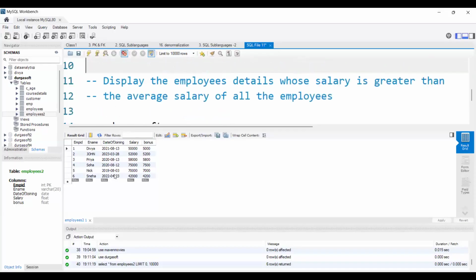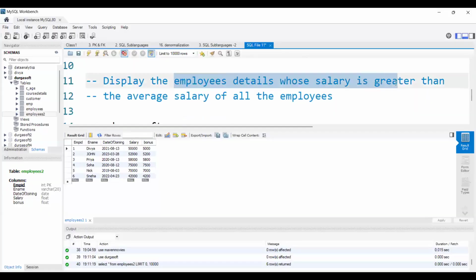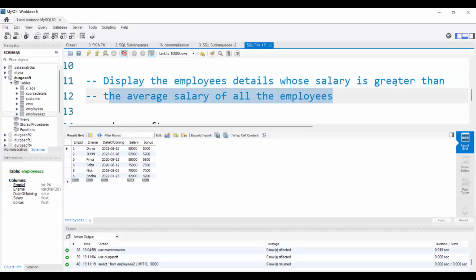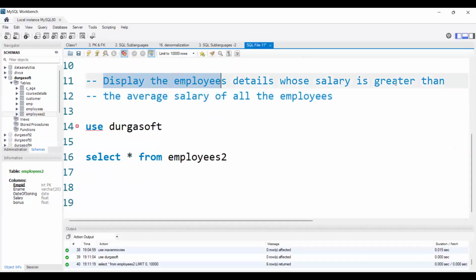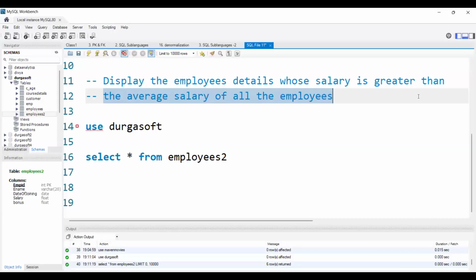Now I want to display the employee details whose salary is greater than the average salary of all the employees. If you observe this question, we can divide it into two parts. That is, display the employee details, up to this. To display the employee details, we will write select star from employees, right? And then they are giving one condition: whose salary is greater than. If we divide this into two questions, our second question will be the average salary of all the employees. Basically, to find the average salary of all the employees, what will we use?